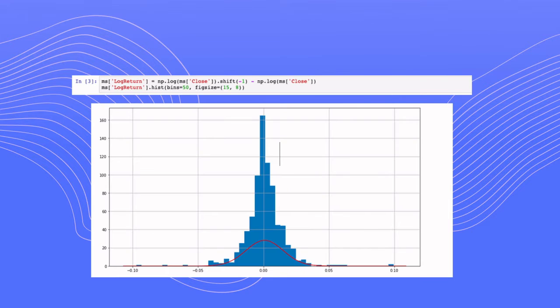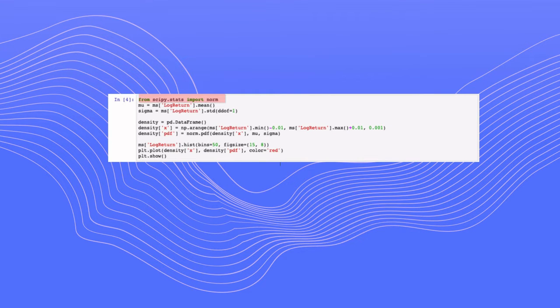We will compute the log daily return for the stock price of Microsoft. The histogram of the return is symmetric and bell-shaped, which is very similar to a normal distribution. We can get a density function and a cumulative distribution function using scipy, which is a scientific computation package of Python. We can use norm.pdf to get the probability density function.